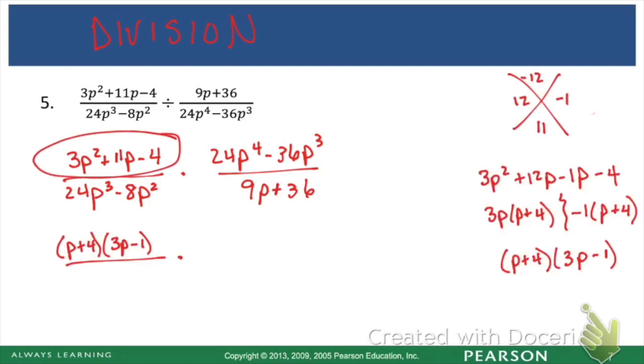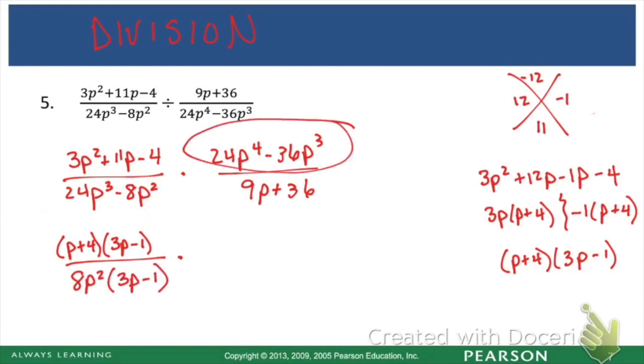Okay, I did my first numerator. I did all my factoring over here. So hopefully your two factors were p plus 4 and 3p minus 1. Okay, now the rest of them, they all have a GCF. So this denominator right here, this first denominator, look at both terms and see if it has a GCF, and it does. I can take out an 8p squared.